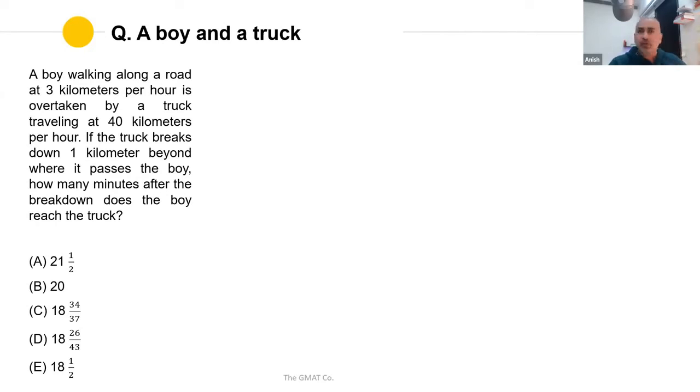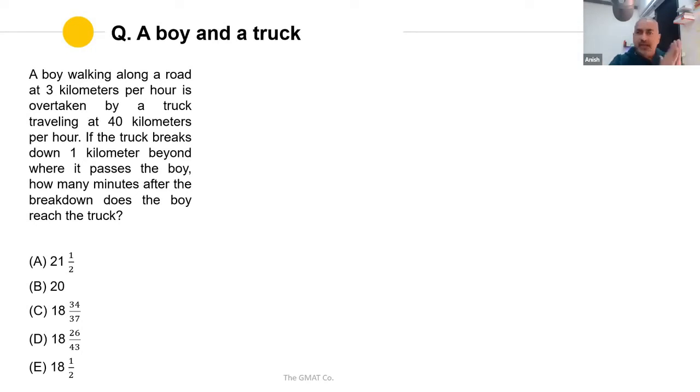How did we get 20 minutes? What was 20 minutes? Basically the time from the passing point to the breakdown point. To cover that entire 1 kilometer, how long will the boy take? Now, how long had the boy been walking already? Well, as long as the truck took to reach from point A to point B. That's how long the boy had been walking already.